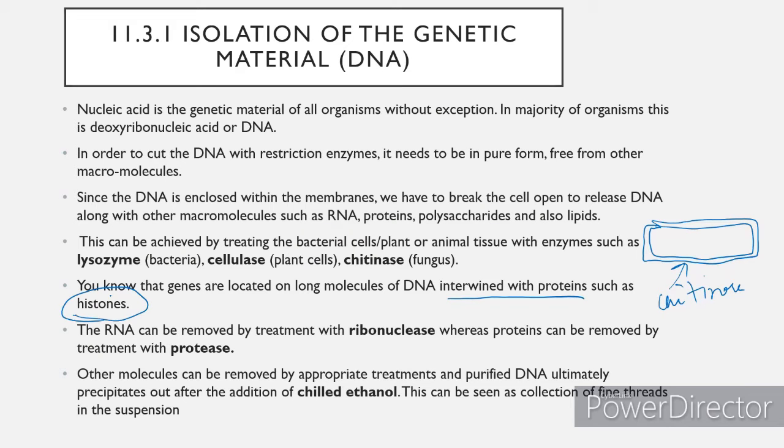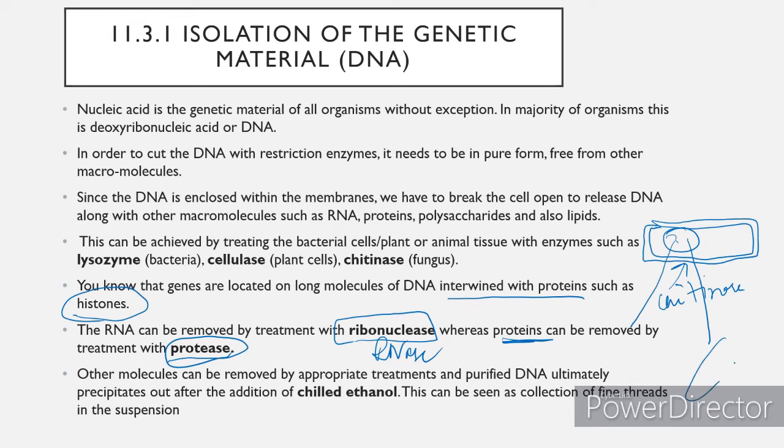The RNA can be removed by ribonuclease, or it is referred to as RNase. Whereas proteins can be removed with the help of an enzyme called protease. Now we have actually ruptured the cell membrane, and then we'll move to the nuclear membrane where the RNA and protein and DNA is present. So RNA can be removed by RNase, proteins can be removed by protease. And then we have the pure form of DNA.